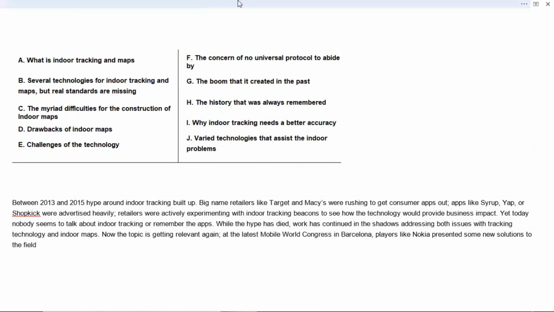Read the first line. Between 2013 and 2014, hype around indoor tracking built up. Big name retailers were rushing to get consumers' apps out. Now the topic is getting relevant again. At the latest Mobile World Congress in Barcelona, players presented some new solutions to the field. Between 2013 and 2018, hype around indoor tracking built up. Something, that hype had been built up. Okay, let's try to match.